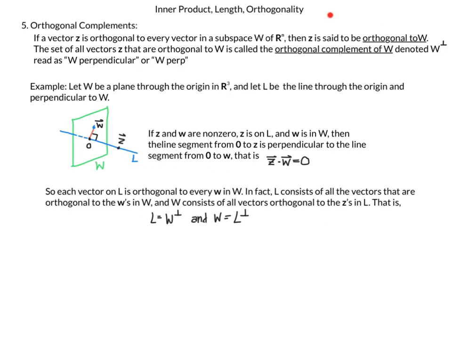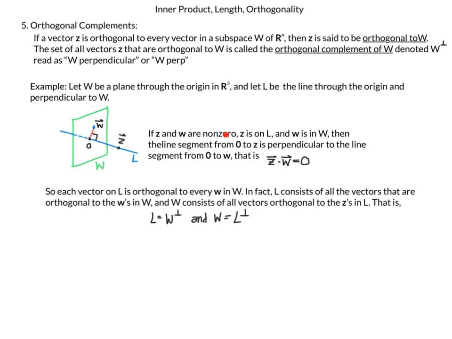I have my definition now of my orthogonal complement. Again, those are the vectors Z that are orthogonal to my subspace. And I have this example with a picture. So let W be a plane through the origin in R3. So the plane is this green plane. The origin is this dot, 0 in black, O for origin. And let L be the line through the origin and perpendicular to W. So L is this blue line.